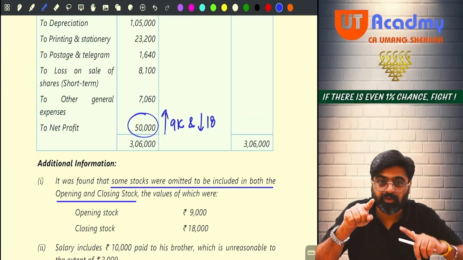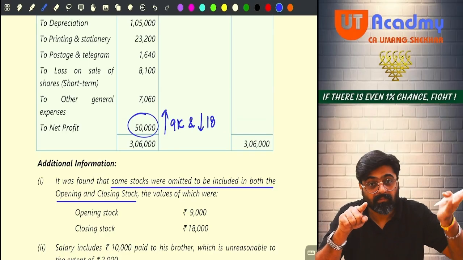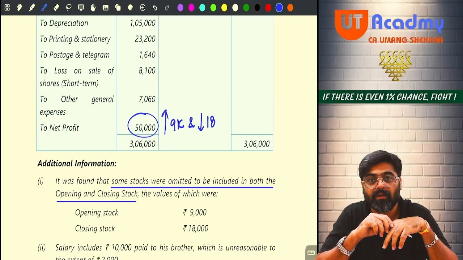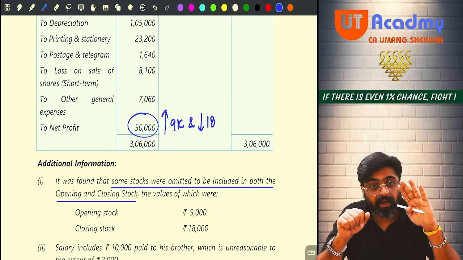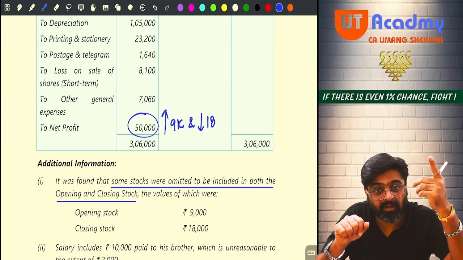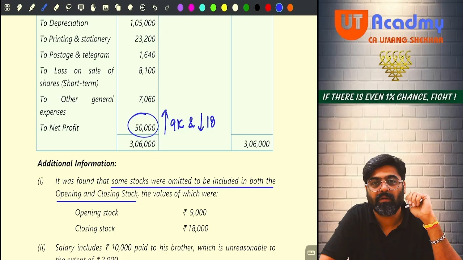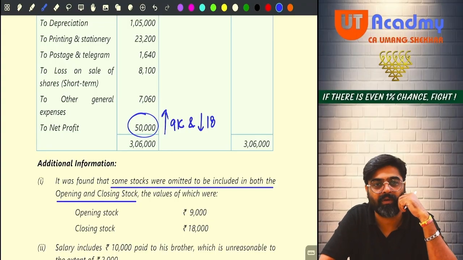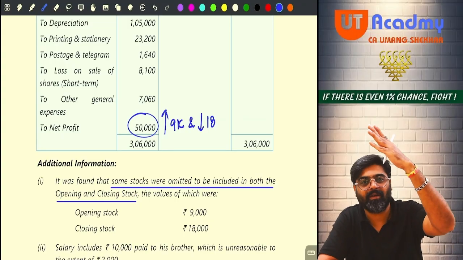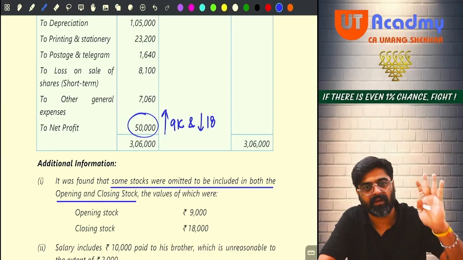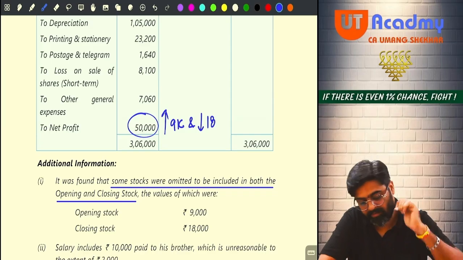Your net profit should not be higher by 9,000 because of undervaluation of opening stock. Your net profit should not be 18,000 lower because of undervaluation of closing stock. So what will you have to do? You'll have to adjust this undervaluation of opening and closing stock in your net profit only, no? No need to adjust in gross profit, because if you're adjusting in net profit, automatically the effect will be given. Yes or no? So tell me.